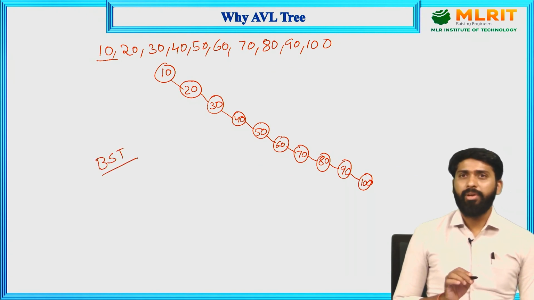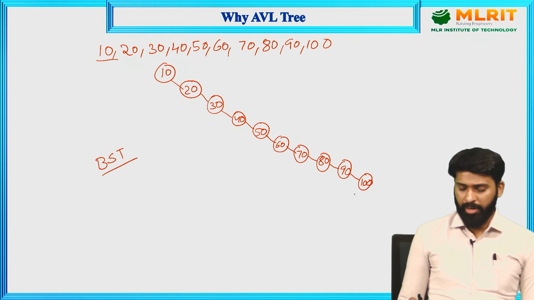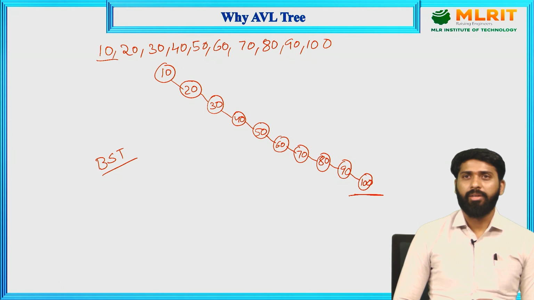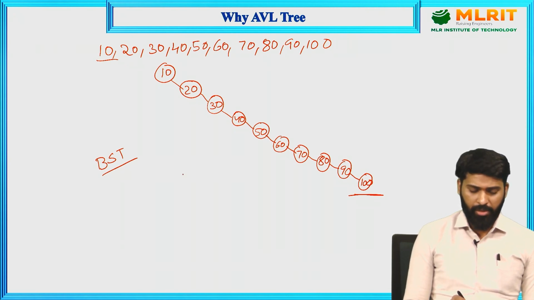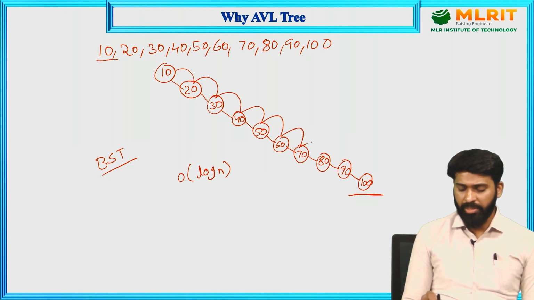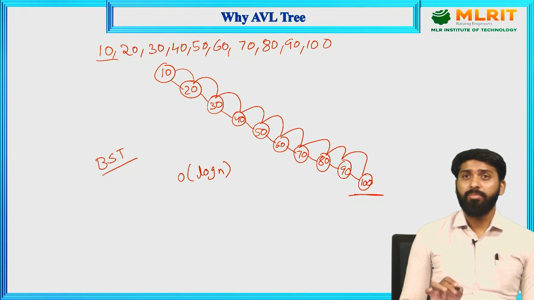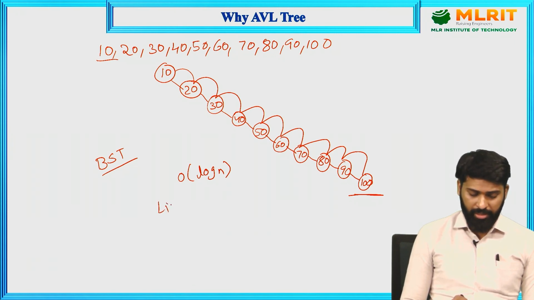If you observe here, for example, I want to search for the number 100. What is the time complexity here? The time complexity is O(n). Why? To access 100, we have to traverse all the nodes present in the tree. If you observe, it looks like a linked list.